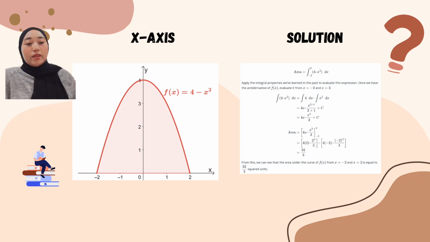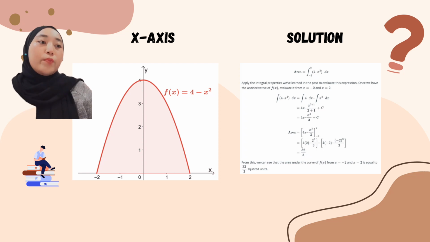My name is Irdina and I'm gonna explain about area under a curve for x-axis. So we got a graph here under equation f(x) equal to 4 minus x squared. So we need to write the formula first. Integral a to b f(x) dx. Integral 4 minus x squared dx equal to integral 4 dx minus integral x squared dx. So separate them first and then 4x minus x squared plus 1 over 2 plus 1 plus c, and then we got 4x minus x power of 3 over 3 plus c.